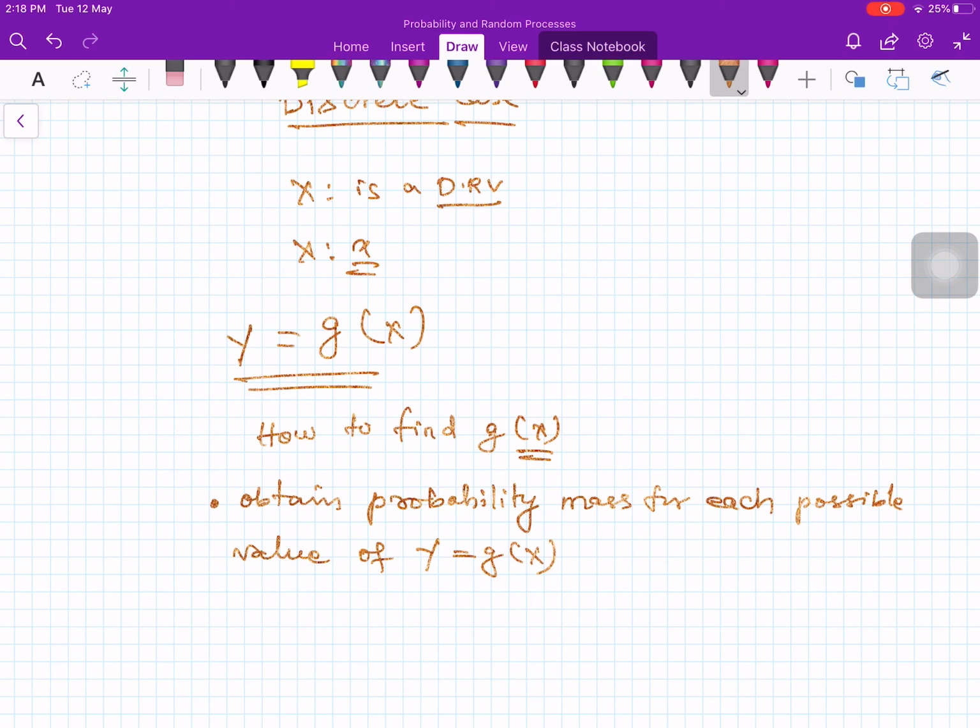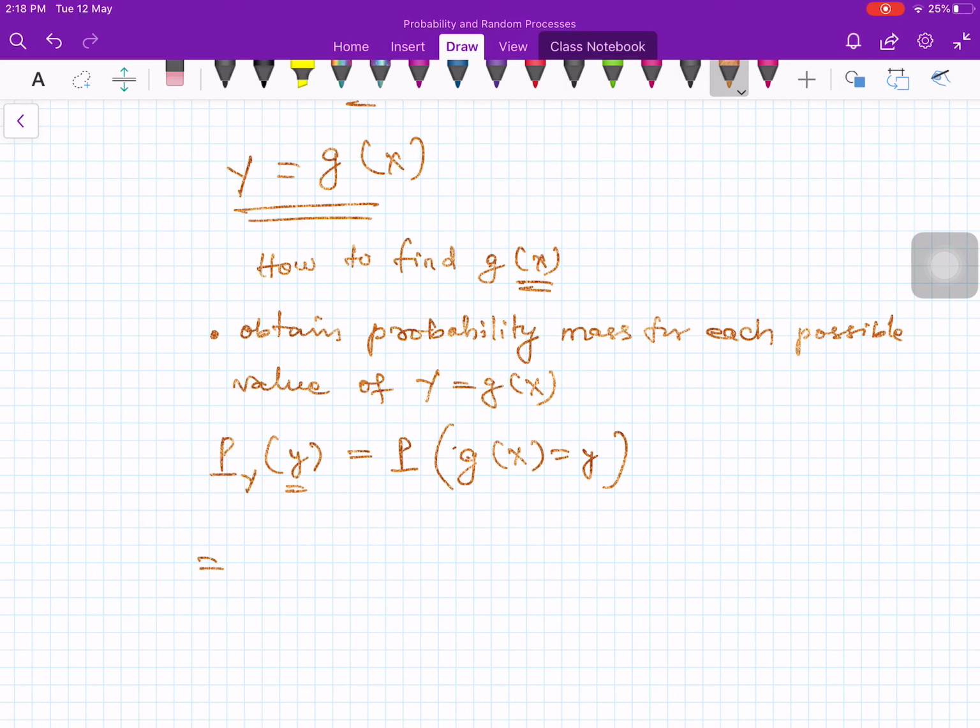That means what we want is the probability mass function of y, the probability of the event that y takes the value g of x equal to y. So this is what we want. Therefore I can write this as p_Y of y, and let me explain this mathematical notation: summation over x for all x such that g of x is equal to y, of the mass function p_X of x.